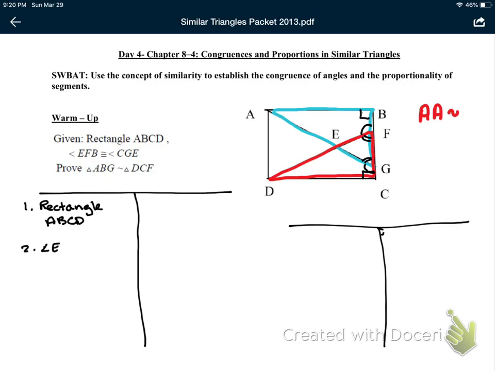Okay, so we have a rectangle ABCD and angle EFB is congruent to angle CGE. Both of those are given. Now we're trying to get to my AA, so the shortcut that I was telling you about is once we have the outside angle, let's actually just go for the inside angle. So angle EFC is congruent to angle DFC. I want to make sure I got that right.